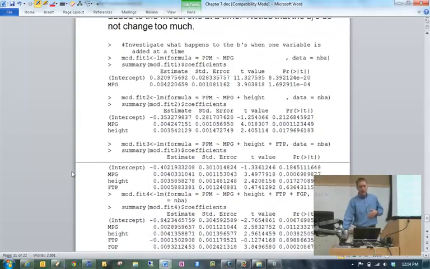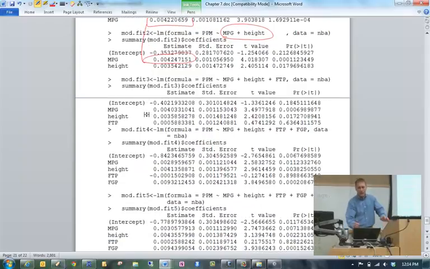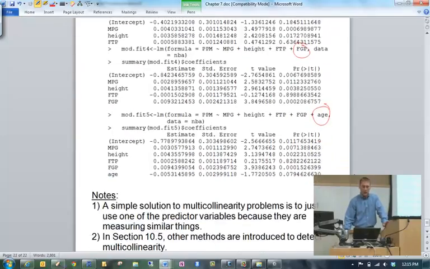What I'd like you to do on your own then is look at what happens when I sequentially estimate these models. First, I have a model with just MPG in it. Then I have a model with MPG and height. Notice how my estimate for MPG doesn't really change, even when I have height in the model. Compare that to what we had in the previous example when the B's were changing a lot. So when the B's don't change, this is a sign that you don't have multicollinearity problems. And you can see this as I continue to add free throw percentage, field goal percentage, and also age to the model as well.